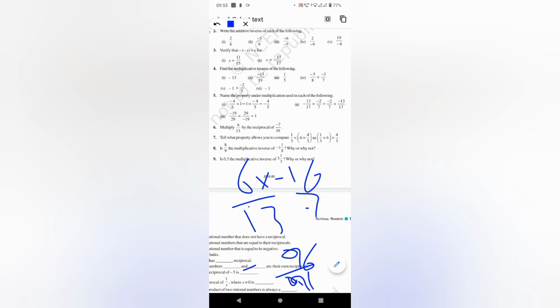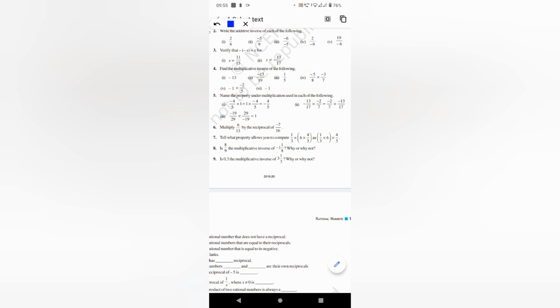How? Because there is only one minus, so we will put one here. If there were another one, then we would make it positive, but there is not, so we just put minus 96 by 91. What about question number 7? Which property is used? The associative property is used.